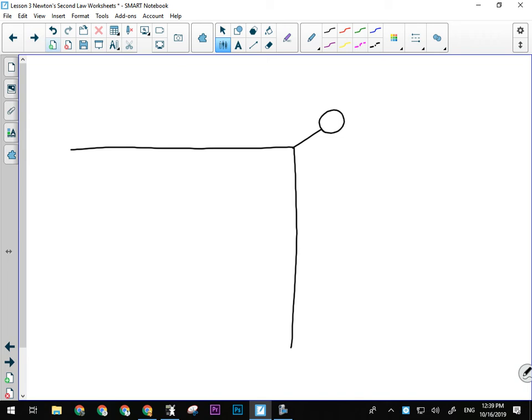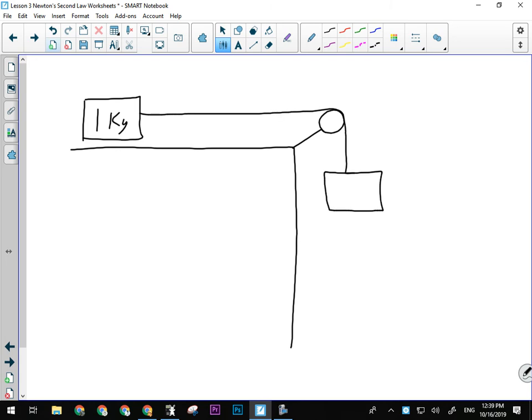We're going to have a cart that'll be here on a level surface. The cart will just say has a mass of, I don't know, 1 kilogram, just to be easy. It's going to be attached by a string over the pulley to a mass that is hanging over the pulley, and we'll say that mass will be 0.5 kilograms.